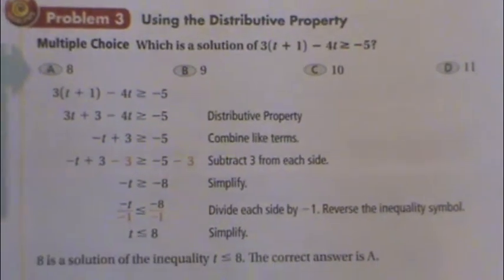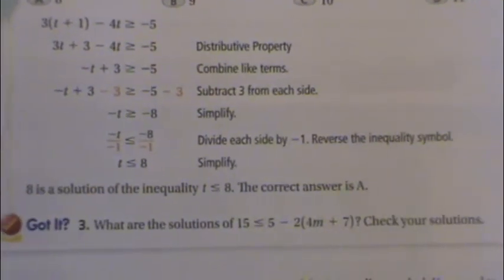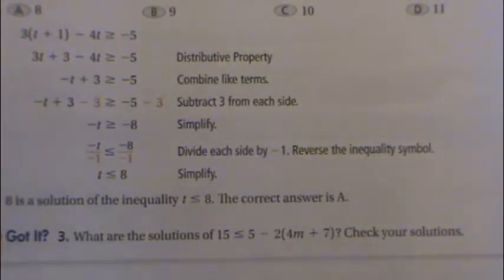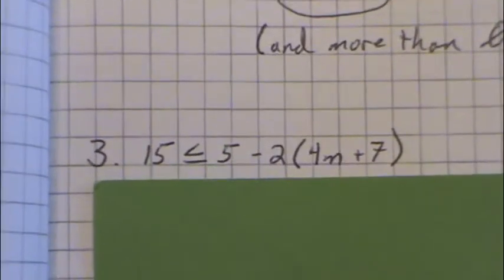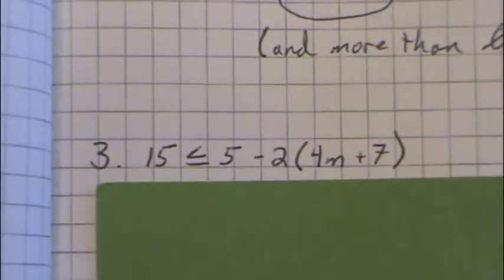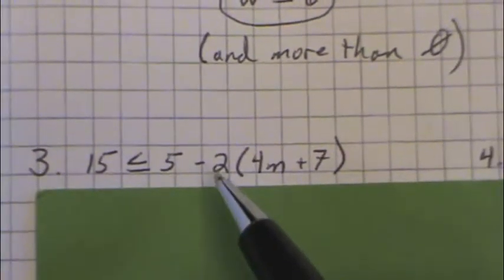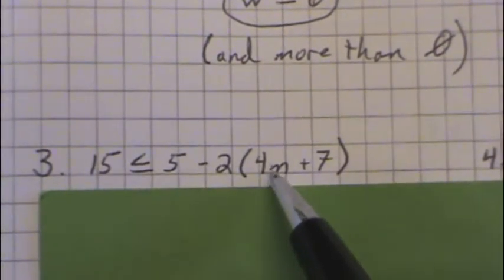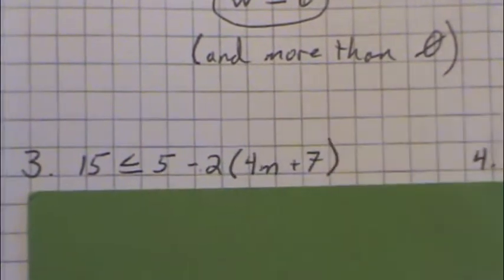Let's take a look at got it number 3, which is not multiple choice. What are the solutions of that inequality? And check them. So write it in your book. Let's solve it. Here's our problem. Looks a little ugly, but it won't be so bad after we distribute. Remember, we have to multiply negative 2 times 4m and also negative 2 times 7.